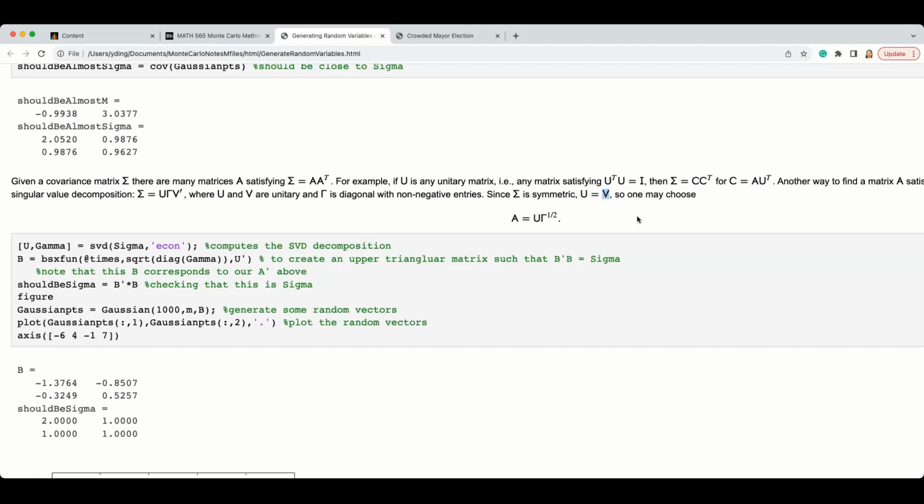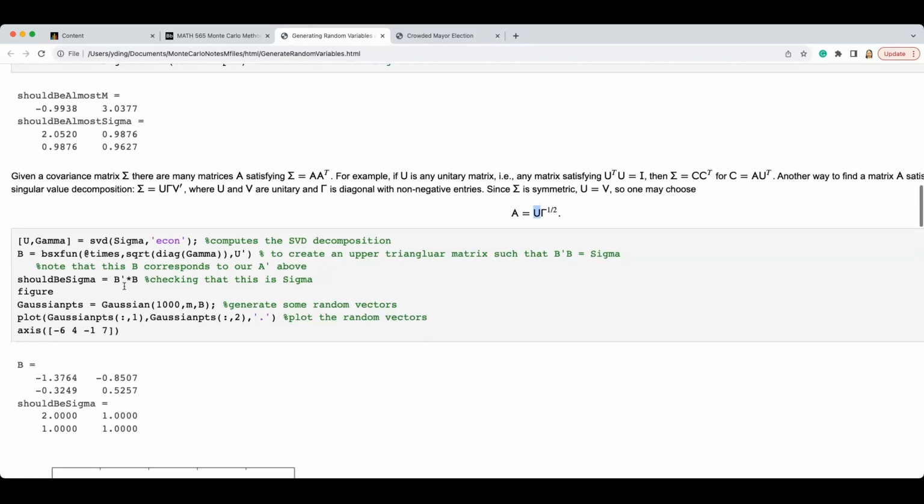That's the case. So what you can try to do is, when you do your singular value decomposition, your A is actually the square root of the diagonal matrix times U, which is a unitary matrix. Then you get that. So this is a different way to do it instead of the Cholesky decomposition. It may be a little bit complicated, but you can try to do that.